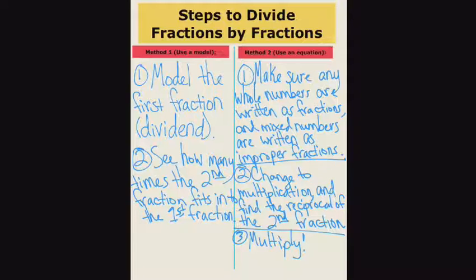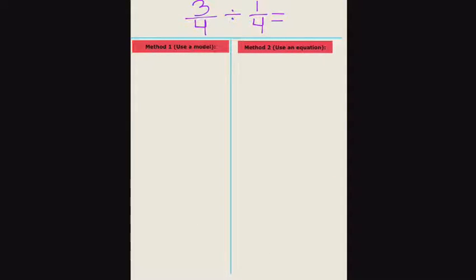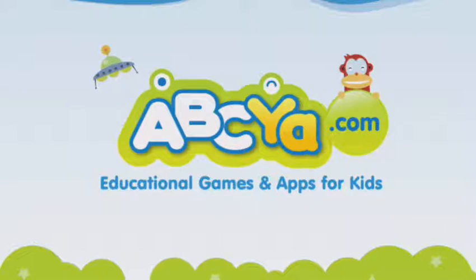Okay, so now that we've learned the basic steps for each method, let's give our first problem a try. So our first example is 3/4 divided by 1/4. And we're going to start by using method 1, using a model. Remember, our first step is to model our first fraction, which in this case is 3/4. So I'm going to flip on over to the virtual manipulatives, and you should do the same.